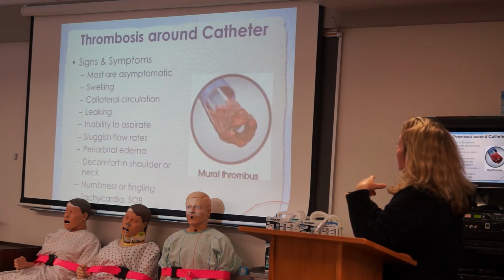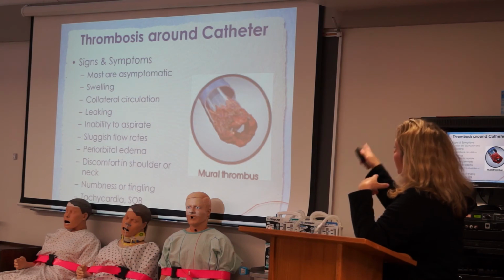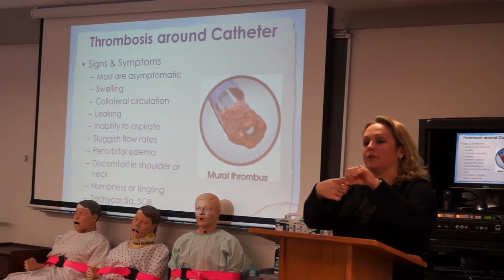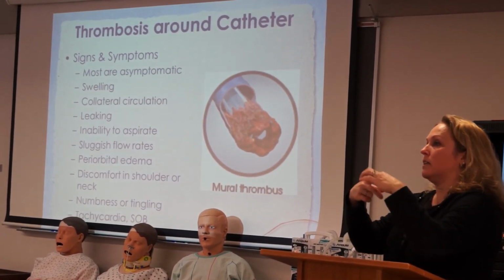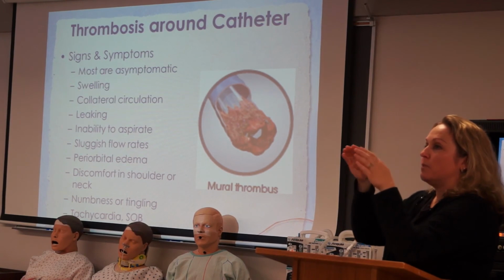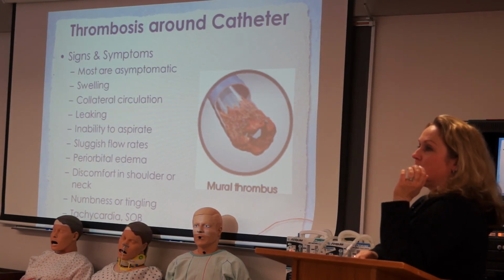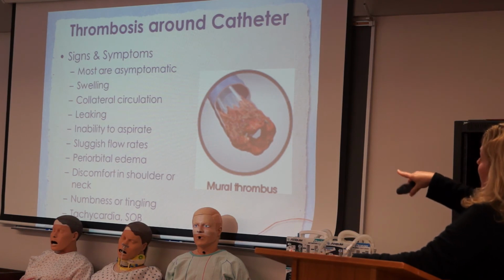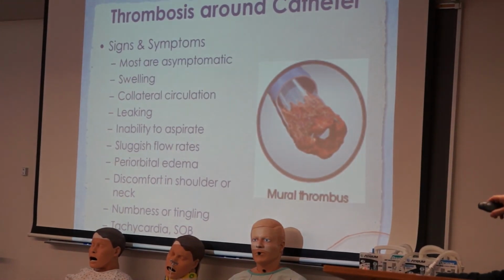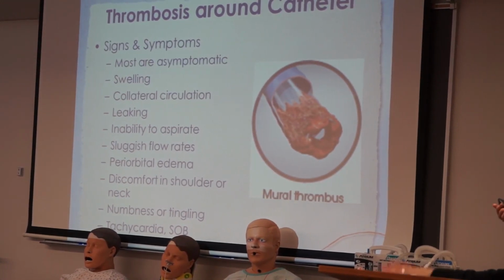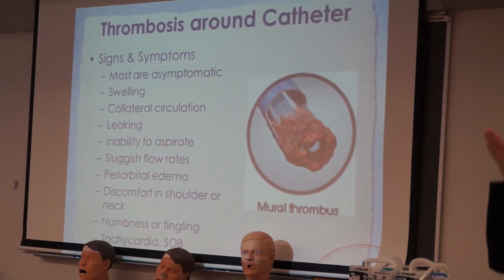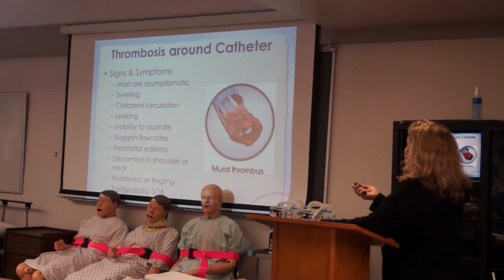So this is just showing thrombus around the catheter itself. So if you can imagine, I've got this catheter inside my blood vessel. Now I've got all this thrombus building up around it. Blood trying to flow around the catheter is now being impeded because I'm starting to build this like little plug inside that wall. Does that make sense? So a lot of times it's asymptomatic, you don't really notice it, but you can get some swelling, some leaking. You may have a hard time aspirating, again, sluggish flow rates, numbness or tingling in that arm because blood's not able to flow around that clot that's kind of forming on the outside of the vessel. Some tachycardia, shortness of breath when it's more severe.